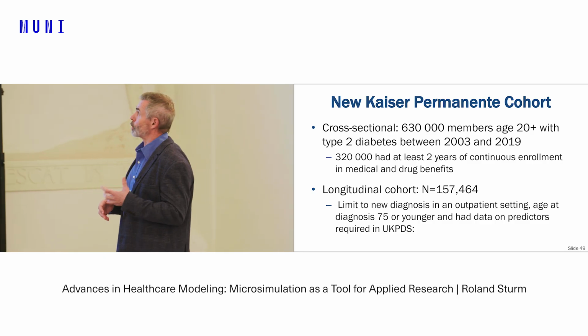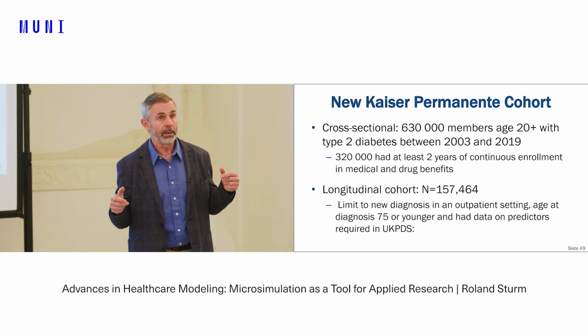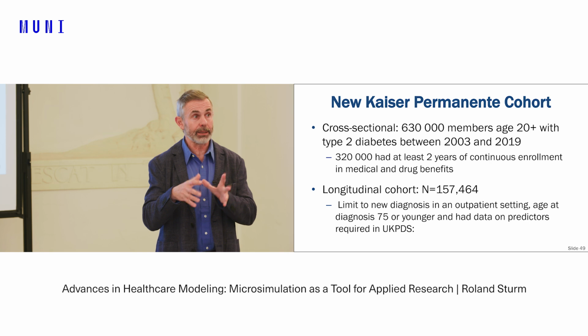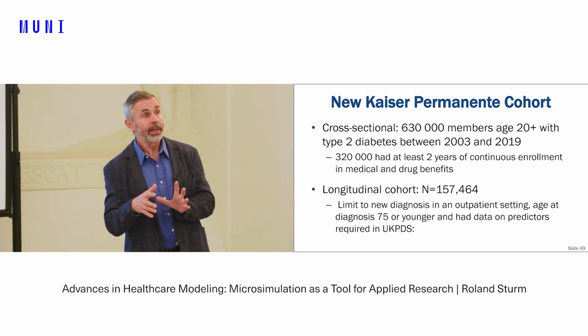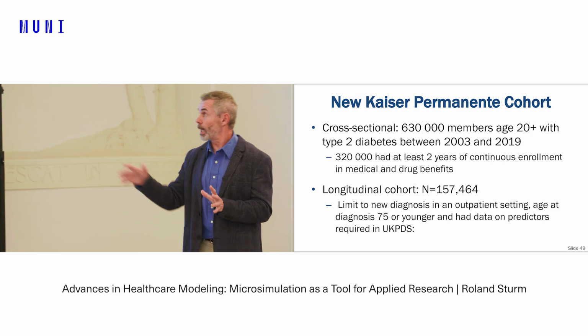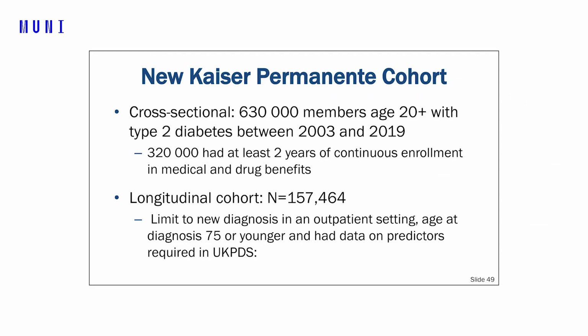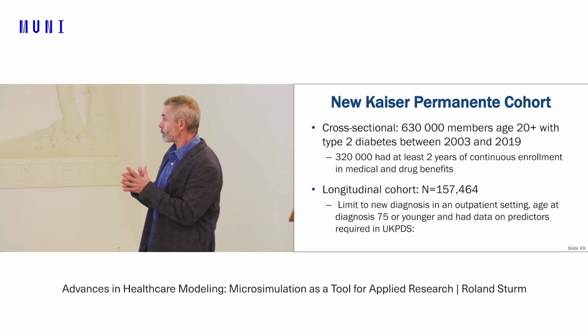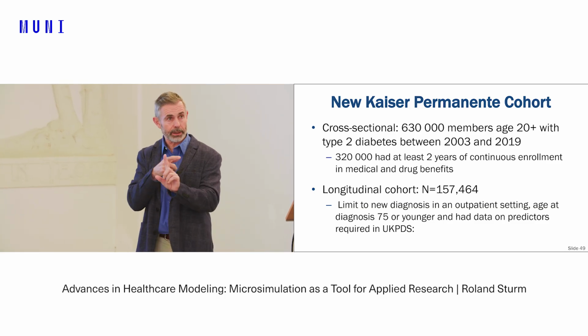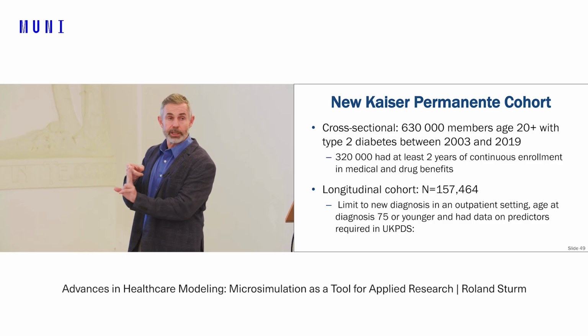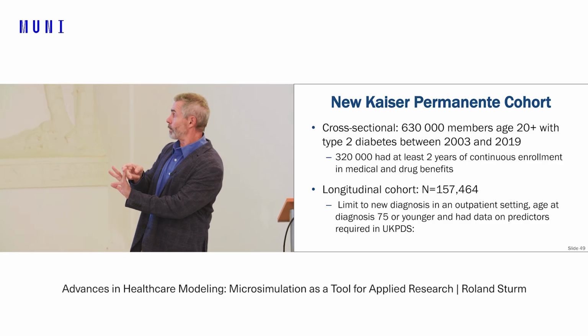If I just look cross-sectional, I get 630,000. This is just Southern California, right? One health plan in Southern California has 600,000 people who were diagnosed with diabetes as part of their plan. I want to create a longitudinal cohort, and who did I tell you about longitudinal cohort? Mathieu, right? So I grabbed a longitudinal cohort with 157,000 people, and then follow them over time. I limit to new diagnosis in an outpatient setting, and to people who are less than 75.